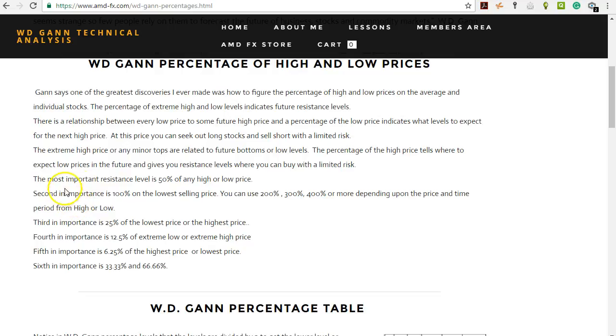GANN said that the most important resistance level is the 50% of any high or low price. Second in importance is 100%, and you can use the 200, 300, and 400%. Third in importance is 25%, then 12.5, 6.25, and 33.33.